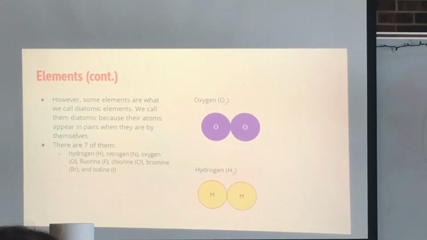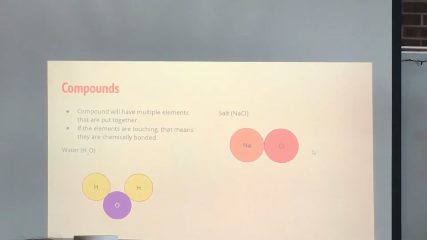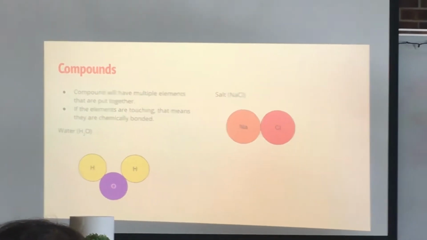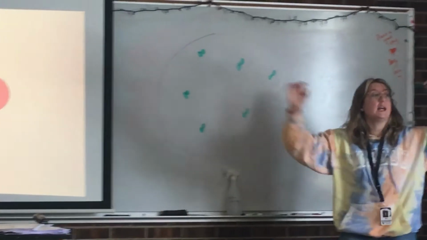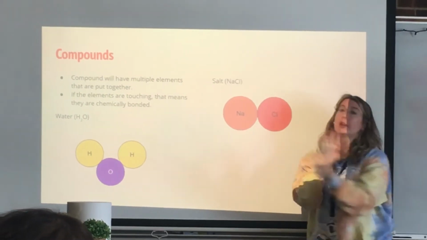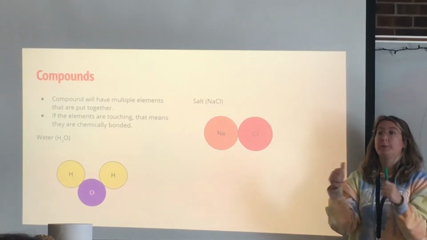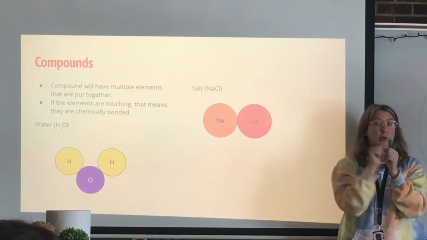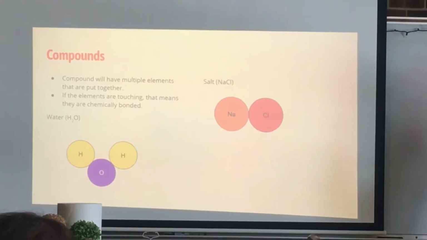All right, are we good now? Yes? Okay. Let's move on to compounds. Compounds, as we said earlier, are multiple elements put together. So since they are different elements that are put together, their dots are going to be different colors, not the same anymore. They also have to be touching, which means that they have to be chemically combined. So in order to be a compound, they have to be different colors and they have to be chemically combined.